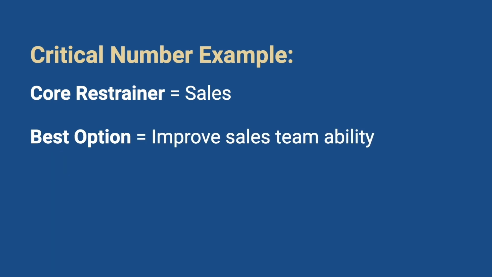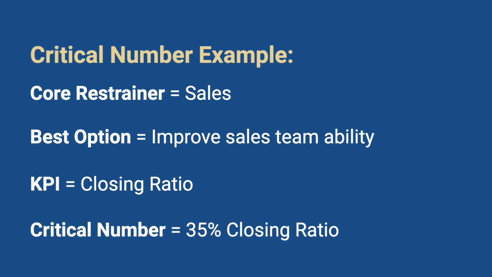So if we've determined that to be the best option to focus on, then what would be the KPI best suited to use for that critical number? And let's say that we determine the best KPI to represent that would be closing ratio. So essentially the percentage of sales calls that happen that actually close and become paying clients. So now we determine that our critical number is closing ratio and we set it as 35%.